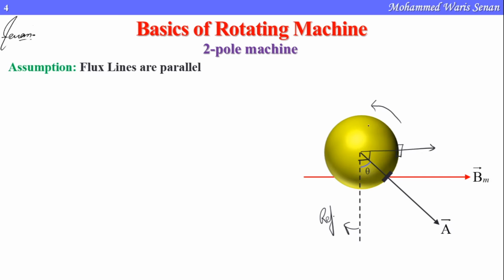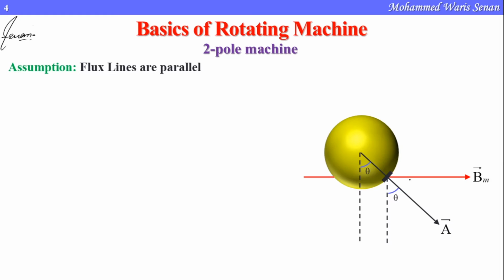When the rotor rotates, this angle will increase. So this theta is the reference angle that we have taken here. We call it the rotation angle also. Now if we draw a line from this point parallel to the reference line like this, this angle will also be equal to theta.